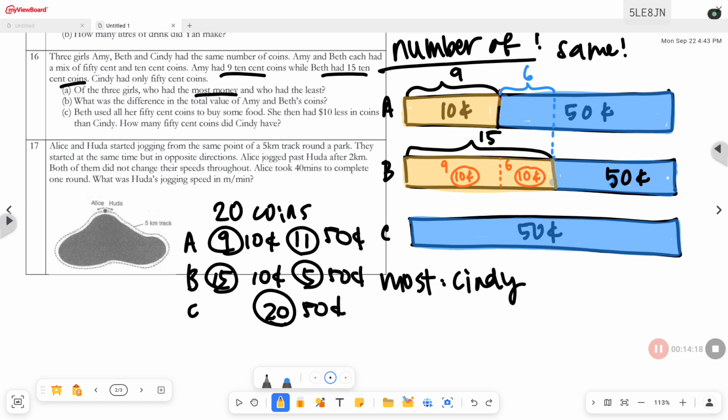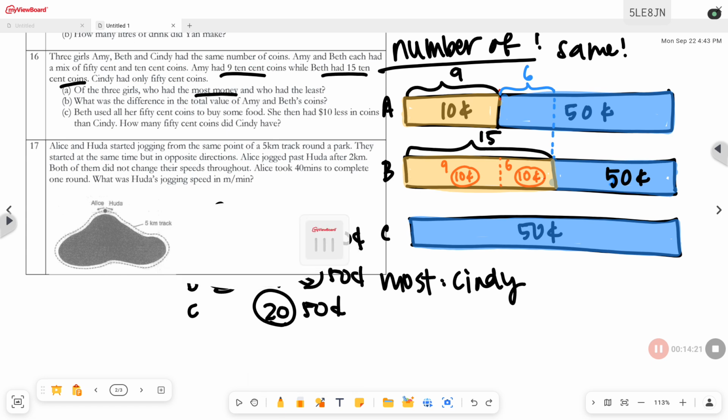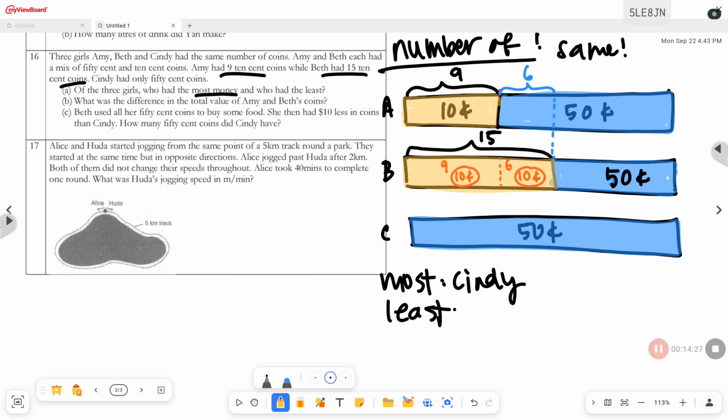And who has the least 50-cent coins? The person that has the least 50-cent coins is Beth. So the least will be Beth. Okay? So if you get this correct, congratulations, your A is done. So right now, let's move on to B.